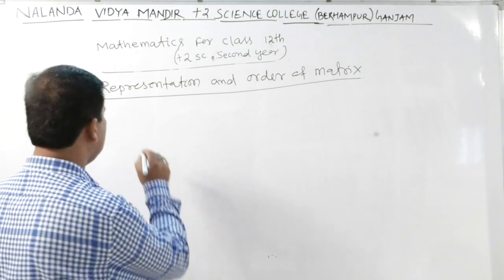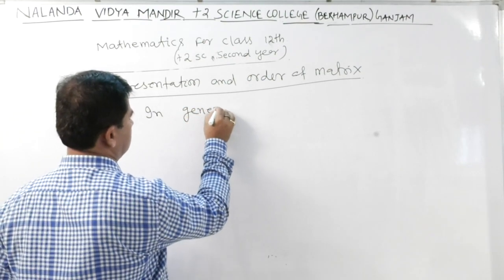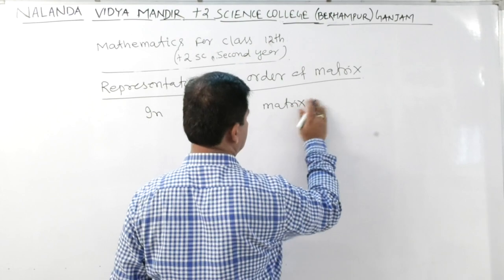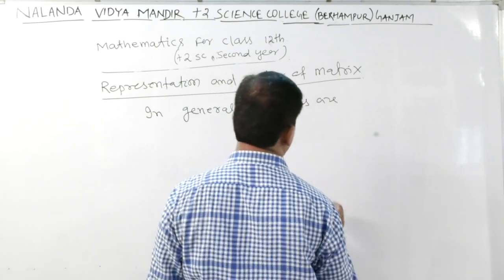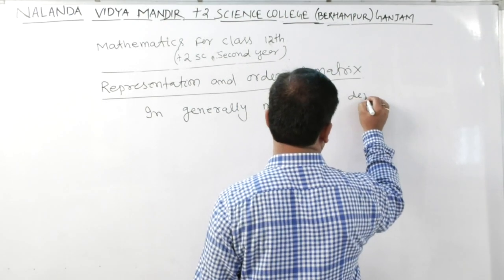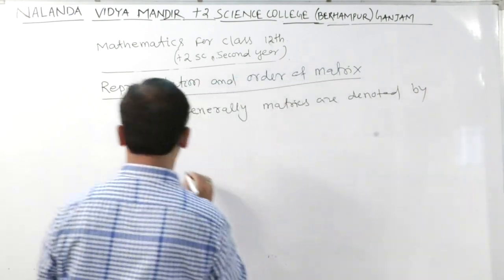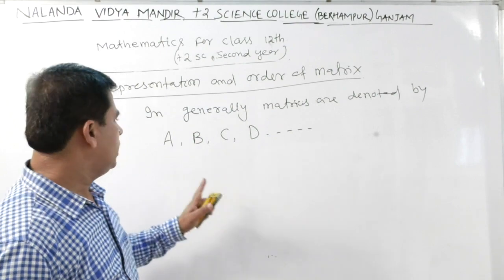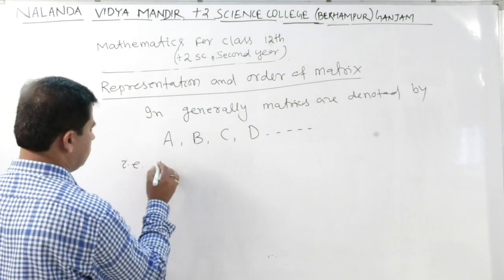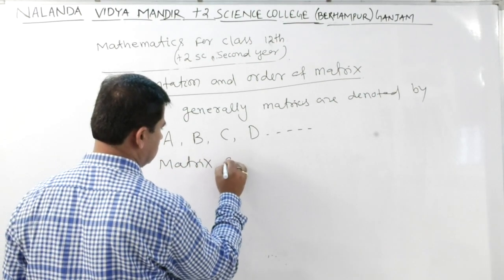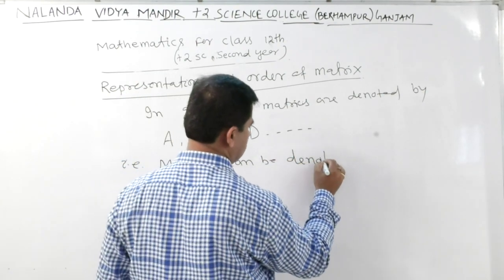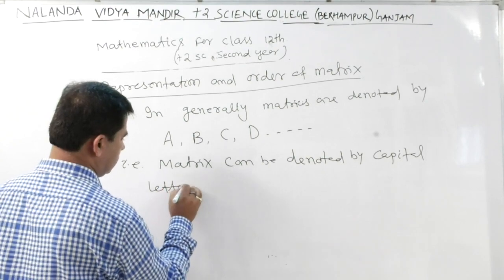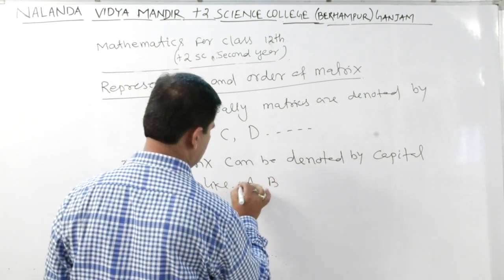Generally, matrices are represented or denoted by capital letters like A, B, C. That means a matrix can be denoted by a capital letter like A, B, C.